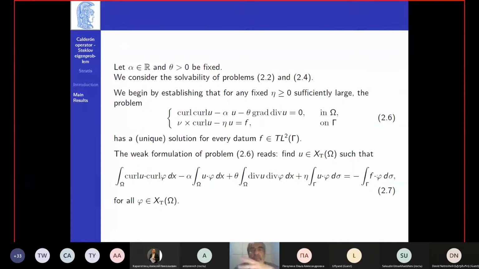Right. So, okay, there is a number of steps. I'm not going to give many details. I will skip some or go very fast through some of the slides. So, for sufficiently large eta, we consider this boundary condition. And the first thing is to establish that this problem has a unique solution for every f in the tangential L^2 boundary space.